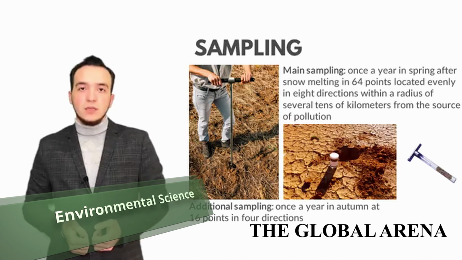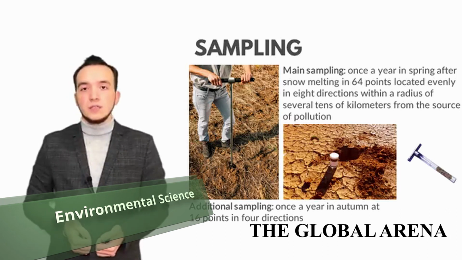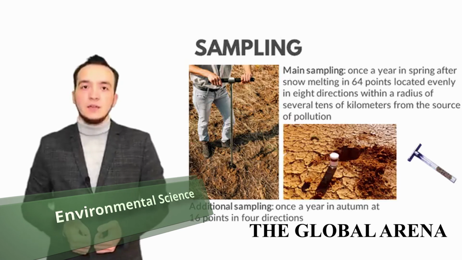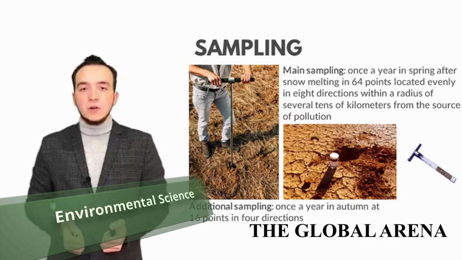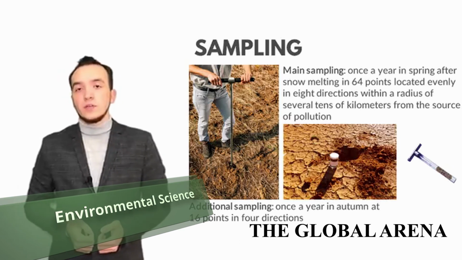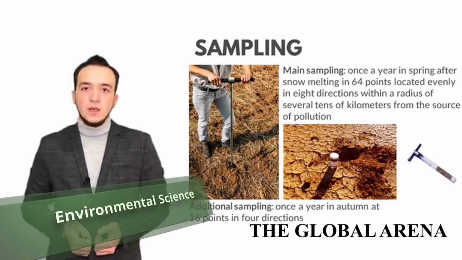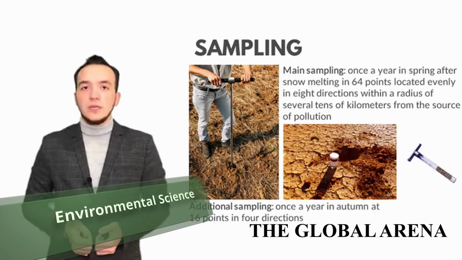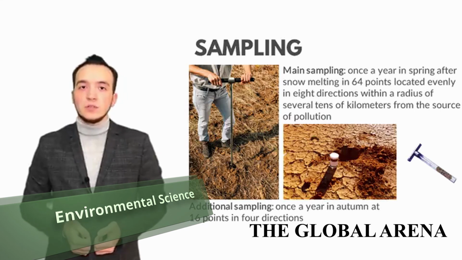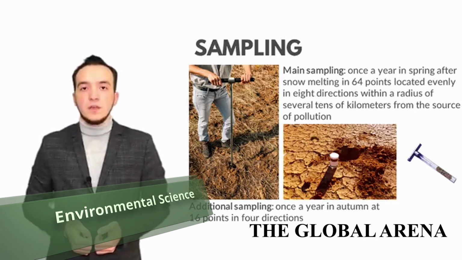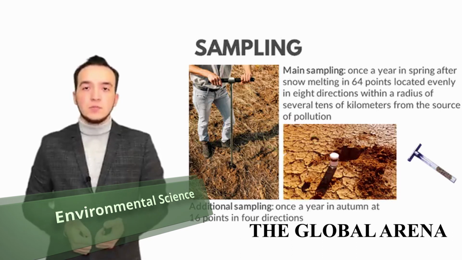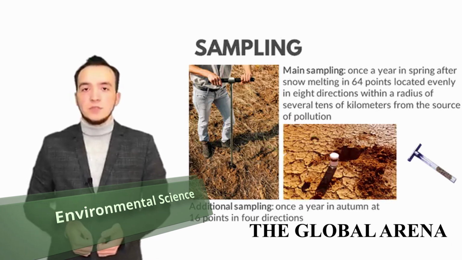The main sampling is conducted once a year in spring after snow melting in 64 points located evenly in 8 directions within a radius of several tens of kilometers from the source of pollution. Moreover, additional sampling is carried out once a year in autumn at 16 points in 4 directions. Soil samples are analyzed for heavy metals, benzopyrene and other substances.